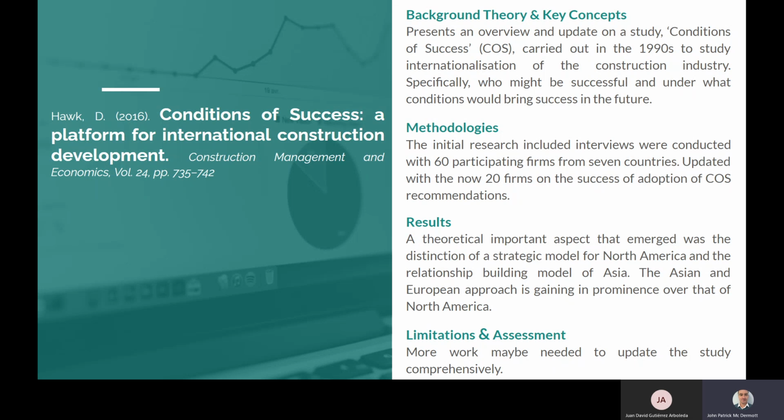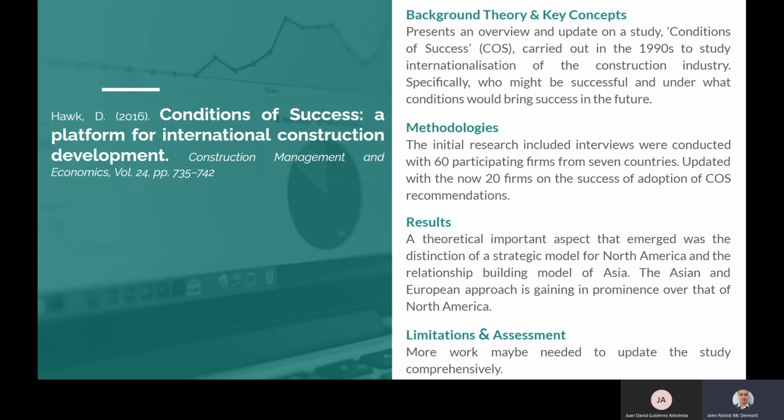As for the results, a theoretically important aspect that emerged was that the strategic model for North America and the relationship model of Asia were considerably different. Now, the Asian model is similar to what has emerged in the European approach and is gaining in prominence over that of the North American strategic approach.